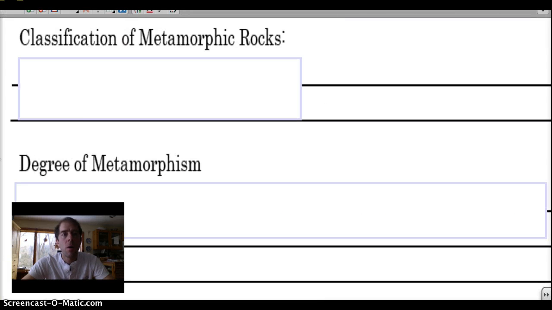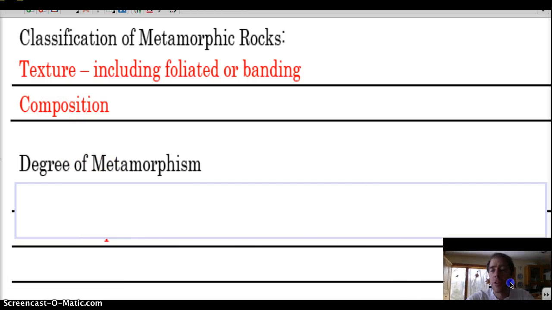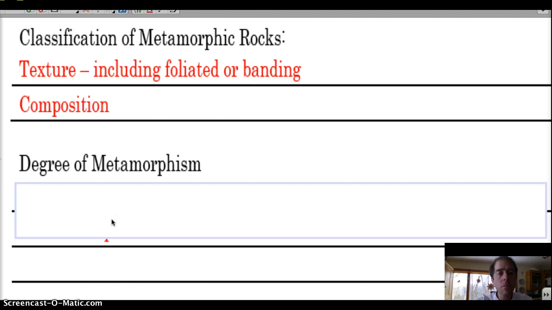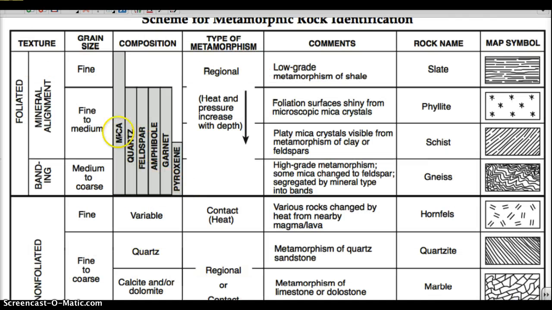So we classify these rocks by their texture and their composition and the amount of metamorphic change there is. So the degree of metamorphism also helps us. You can have a little bit of metamorphic change or a lot, depending on whether you have contact metamorphism or if you have this regional metamorphism over millions of years. It can cause the changes to happen and have more change.